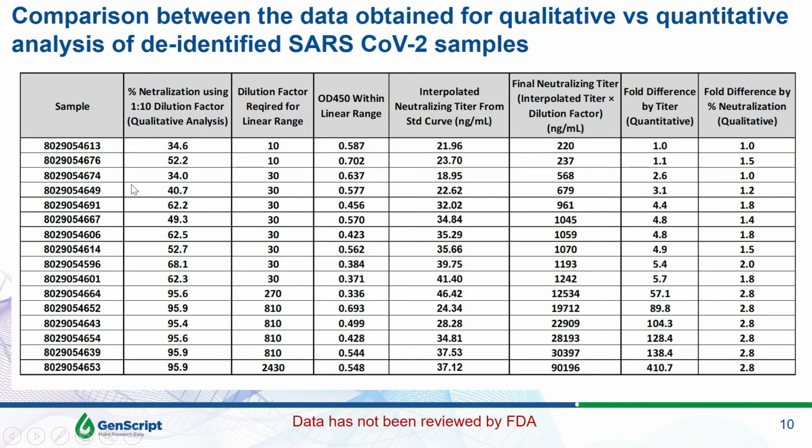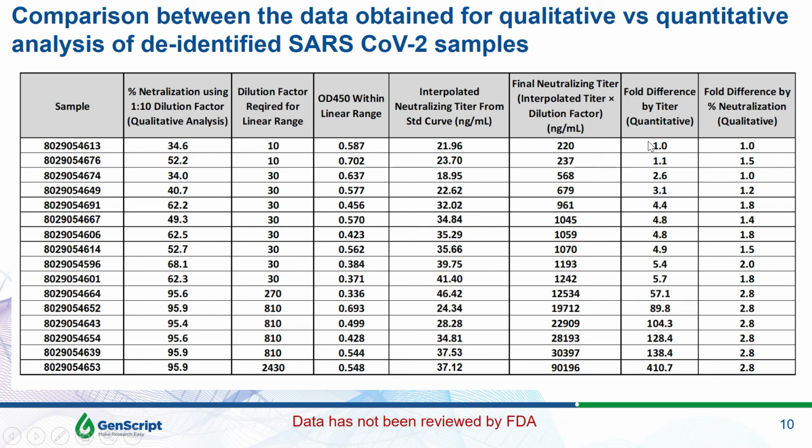This leads to data. So we looked at a number of samples and we were able to corroborate their neutralization values at a 1 in 10 dilution versus the titer values at the appropriate dilution to be within the linear range of the standard curve. And what we determined by looking at the difference from the lowest titer, which we denoted as 1, up to the highest titer, we just ratiometrically determined these values from this value here. So 237 divided by 220 is 1.1, and so on.